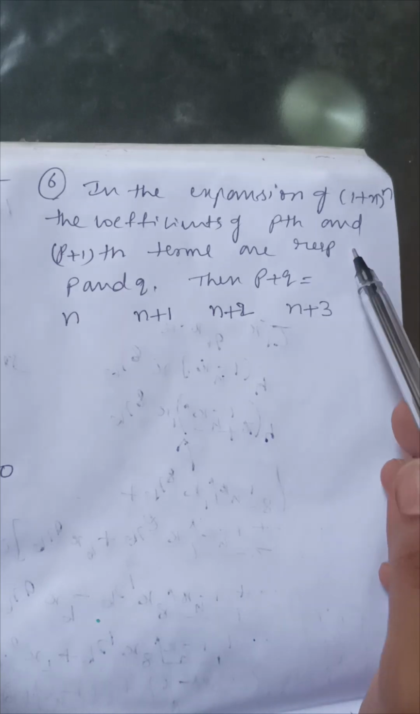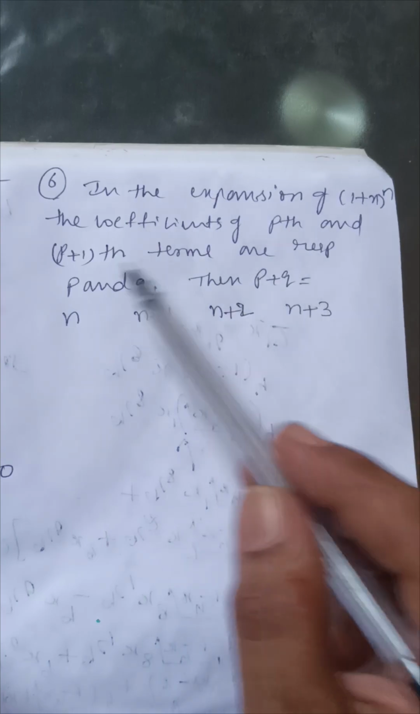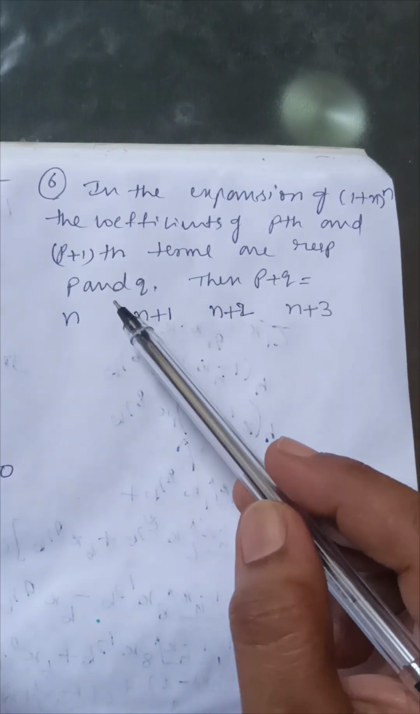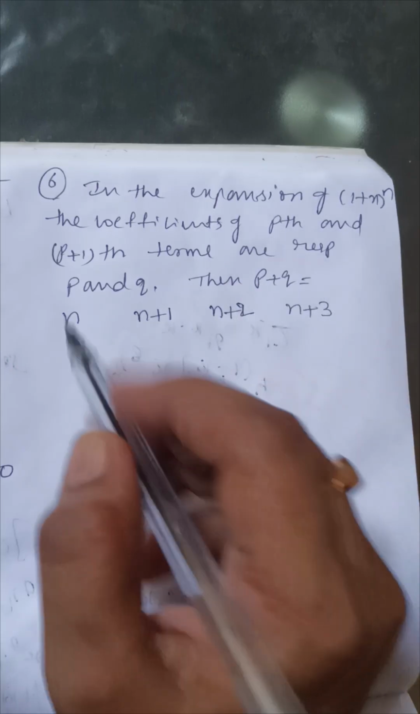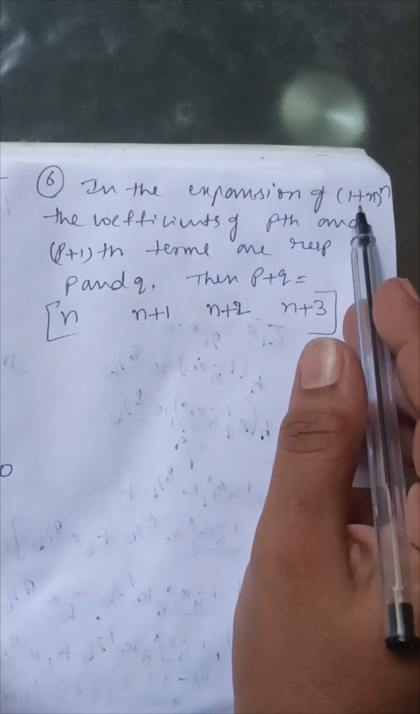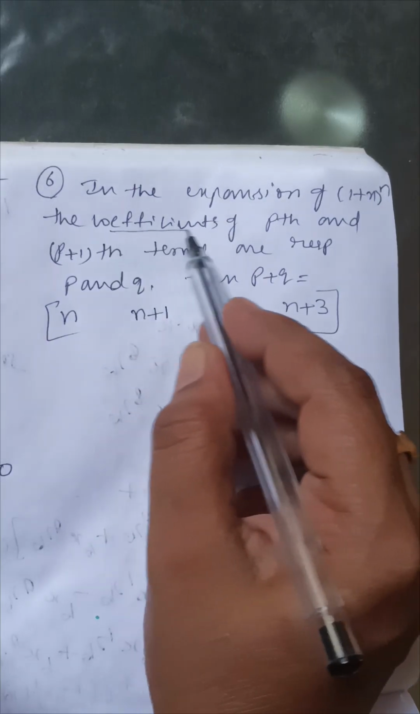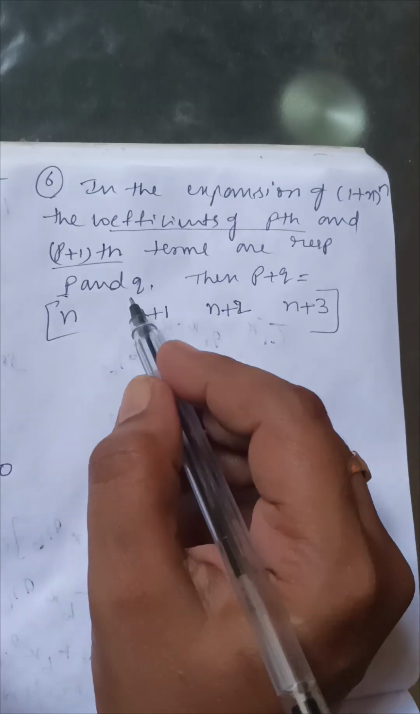Binomial expansion. Sixth question. In the expansion of (1 + x)^n, the coefficients of the pth and (p+1)th terms are respectively p and q. Then p + q equals to. These are the options. The given expansion is (1 + x)^n. The coefficients of the pth and (p+1)th terms are p and q.